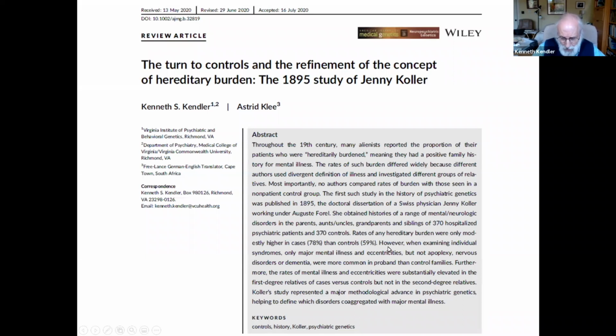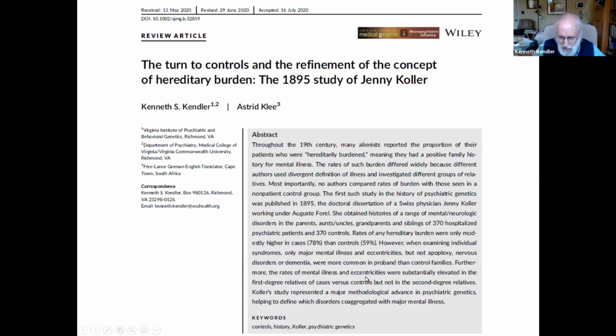Koller followed up trying to address two quite important questions. First, she examined which individual syndromes were actually more common in the relatives of the psychiatric patients and the controls, and she found only two categories, what we roughly translate as major mental illnesses and what we roughly translate as eccentricities, that is, abnormal behaviors. But she also considered syndromes of apoplexy, that is, stroke, nervous disorders, which included such things as headaches and probably some other neurologic disorders, as well as anxiety and dementia. And those three were not more common in the relatives of the psychiatric patients than the controls.